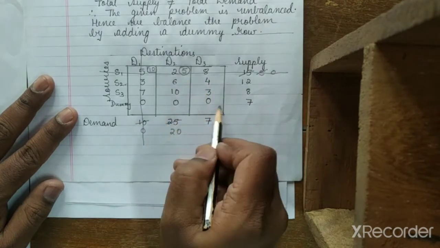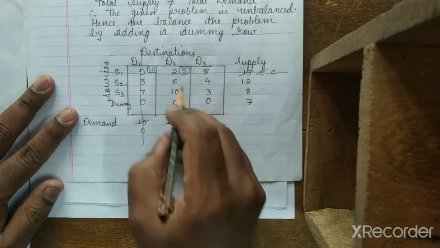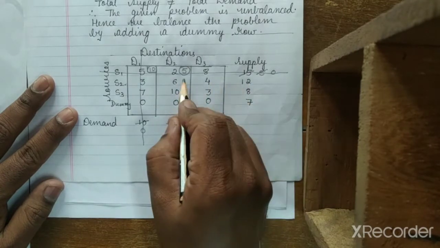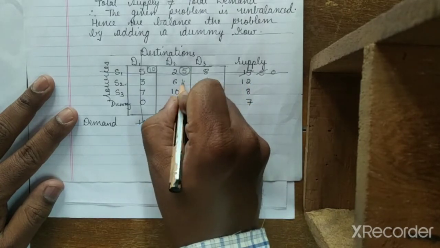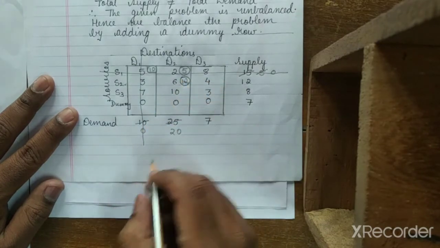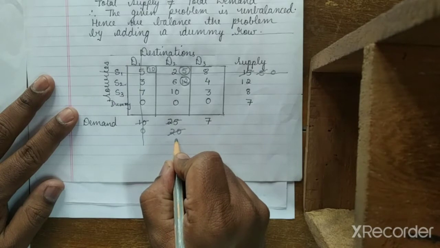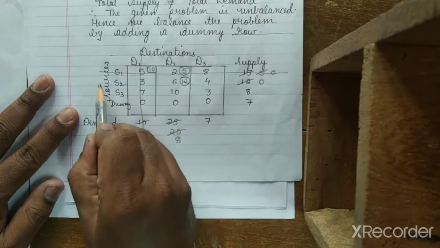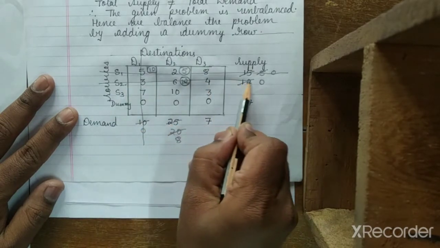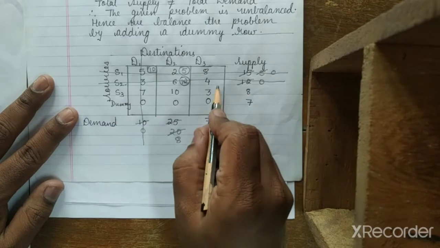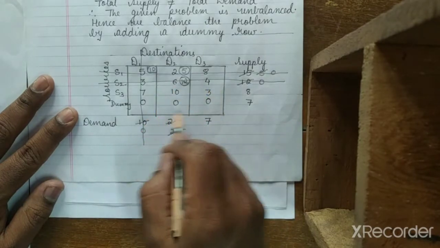In this, the top left is 6. So how much should you allocate here? Minimum of supply and demand. 12 is the supply, demand is 20. So I am allocating 12. Subtract 12 from here, you will get 8. Subtract 12 from here, you will get 0. This has become 0, so cancel this out. Now the remaining cost matrix is this.